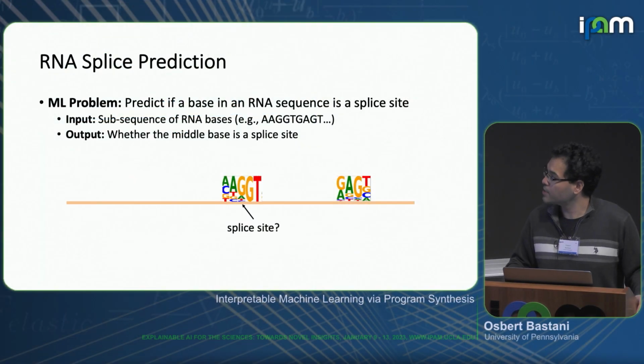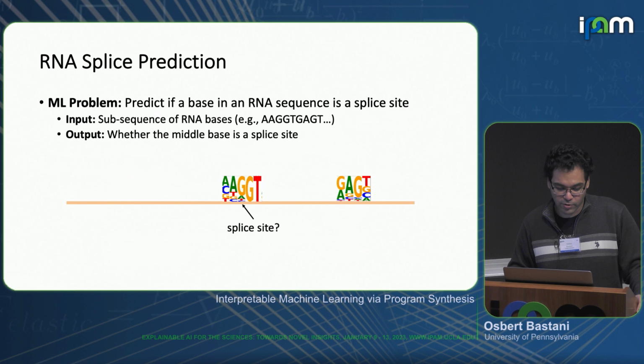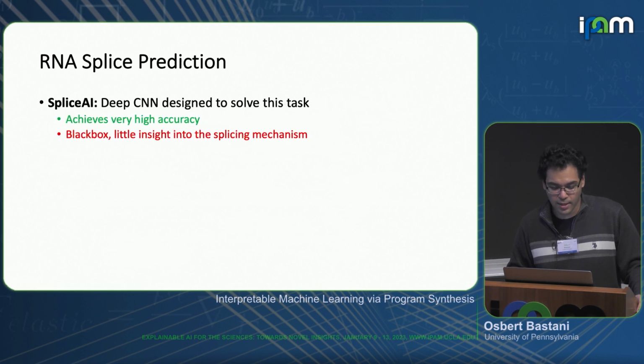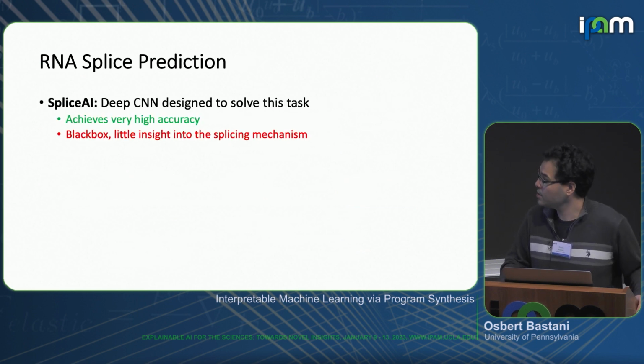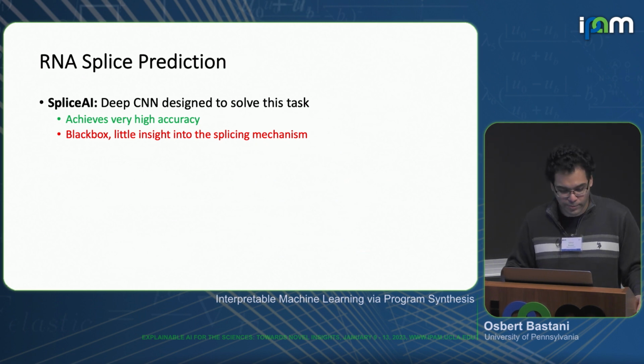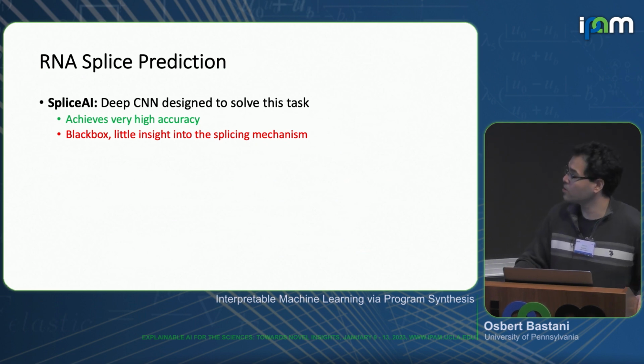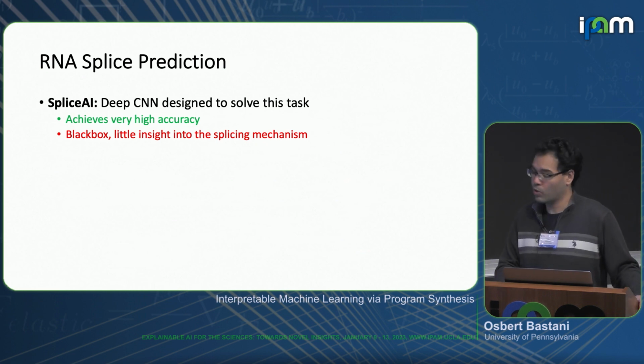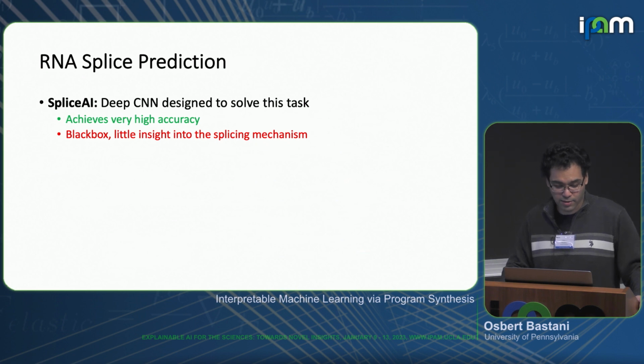So basically, your input to the model is a sequence of RNA bases, and the output is whether some base in this sequence is a splice site. If you train a neural network on this task, you can get really high accuracy. SpliceAI is probably state of the art here. It's a deep convolutional neural network that's designed to solve this task, and I think it achieves something like 95% top-one accuracy, which is very impressive.